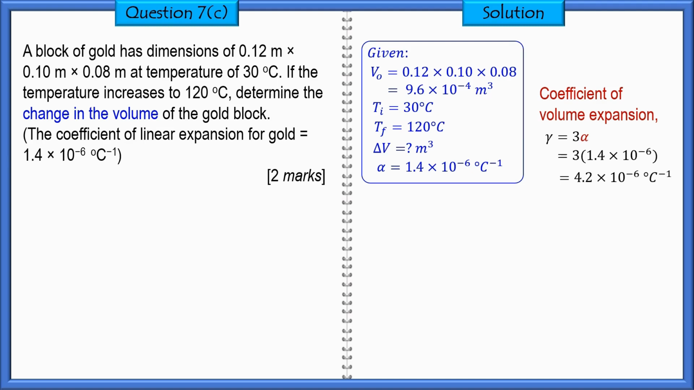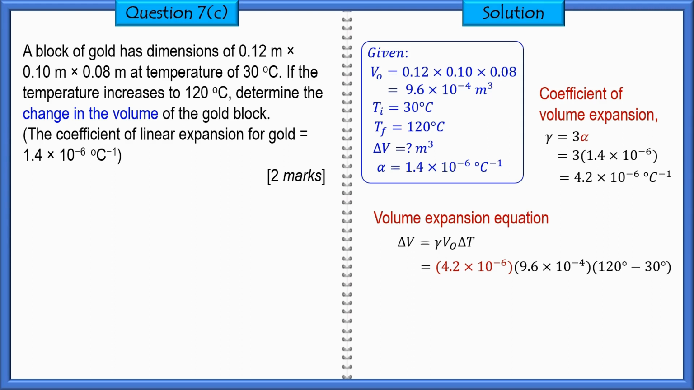Because we want to find the change in volume, we refer to the equation for volume expansion. Delta V is equal to gamma V naught delta T. We substitute the value for gamma, V naught that we have calculated, and the change in temperature. You will get that the volume expansion for the gold block is 3.63 times 10 power negative 7 meter cube.